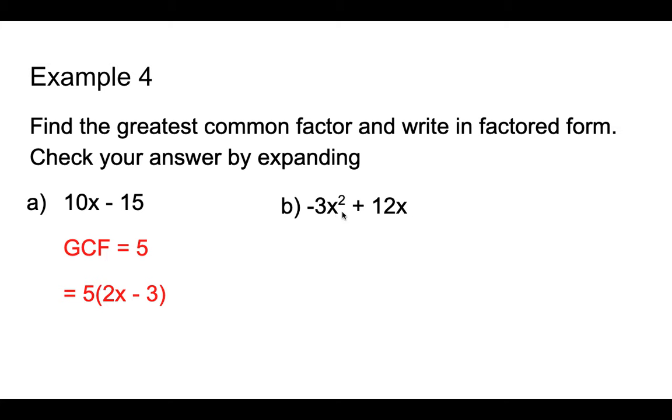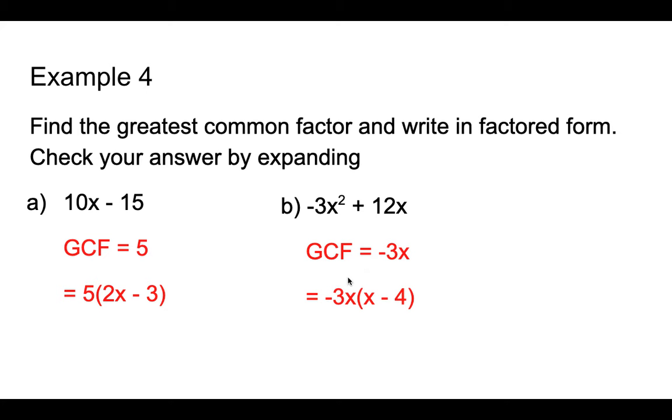And then for our x terms, remember we're looking for the lowest exponent. So our greatest common factor is negative 3x. It could also be 3x, okay? But I like to think if there's a negative sign in front of the first term, I take it out with it, just so that it looks nicer. It's not wrong if you put 3x.